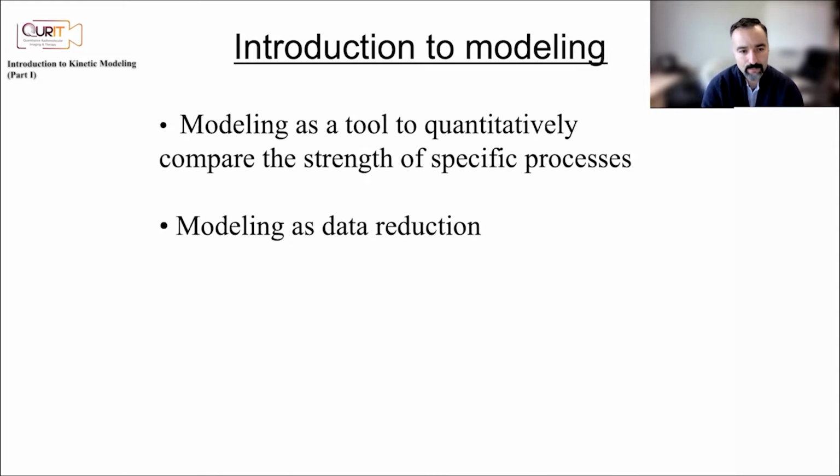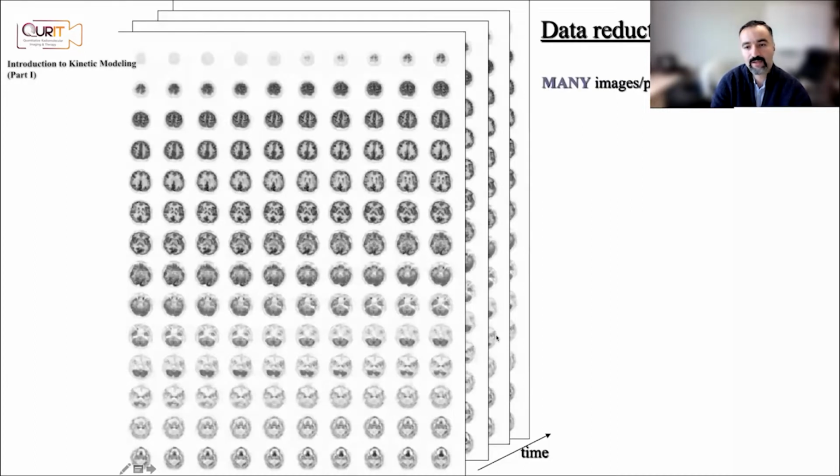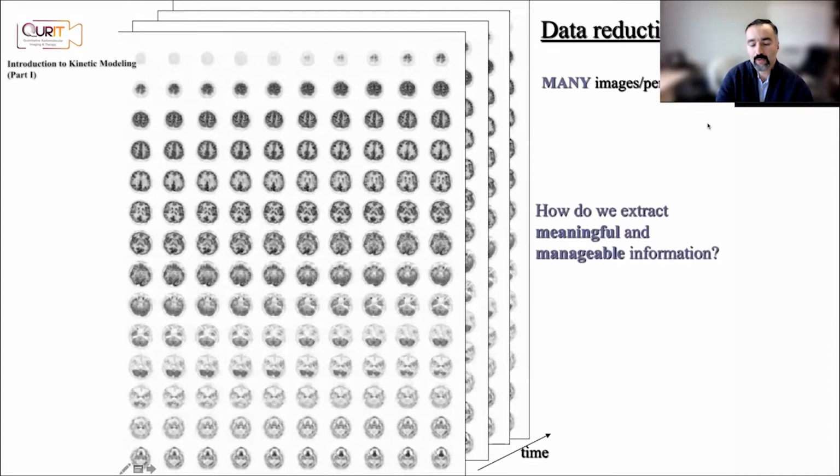So modeling is a tool to quantitatively compare the strength of specific processes, as we will see in some examples, and is also a data reduction method. So imagine that you have many images and many slices over time. So clearly here we're dealing with a lot of data. How do we extract meaningful and manageable information, right?